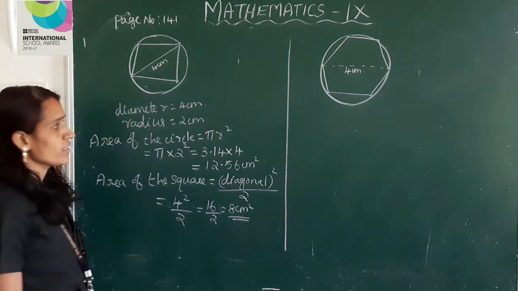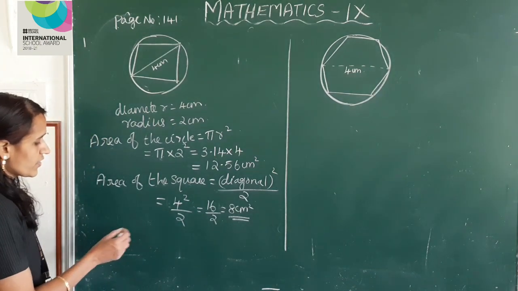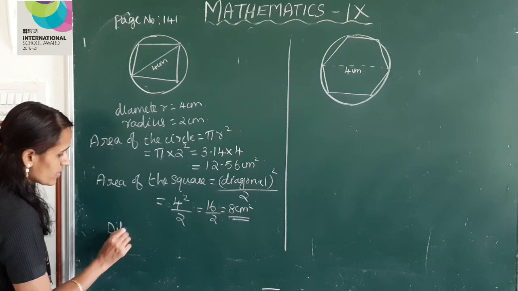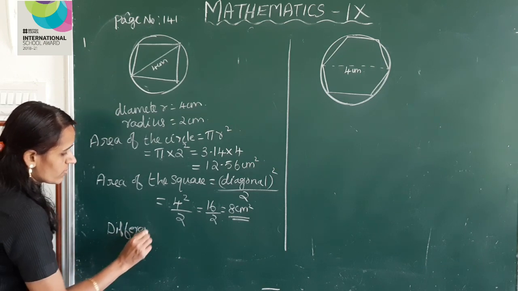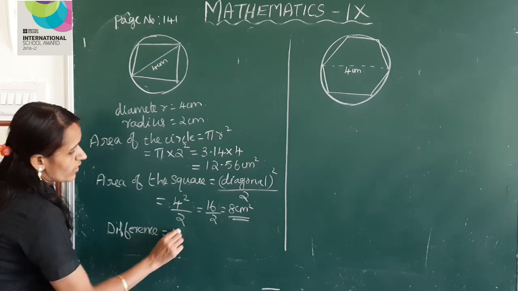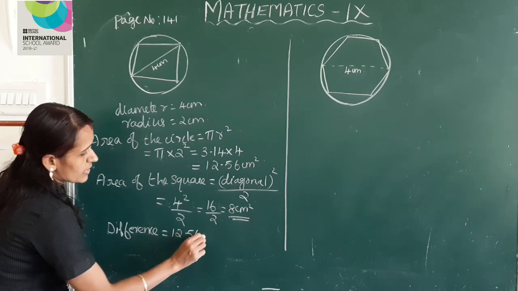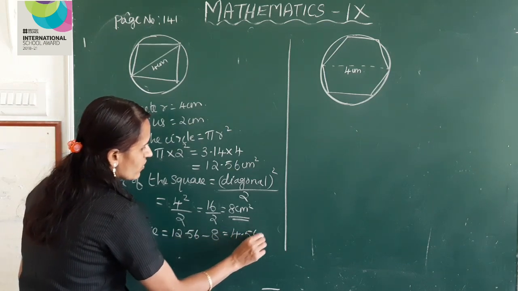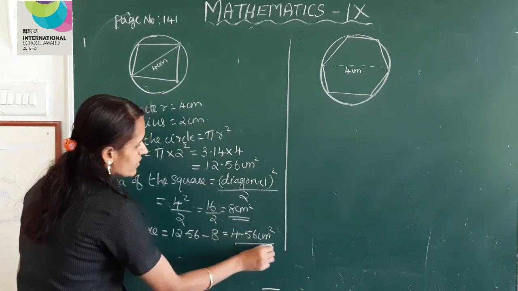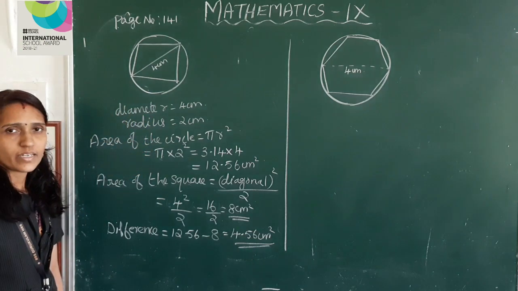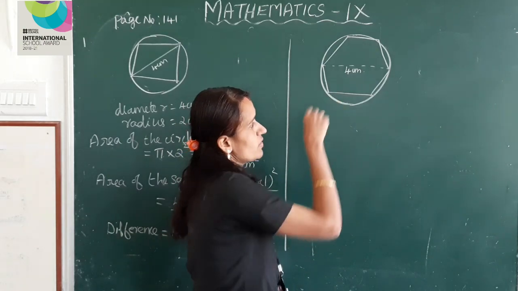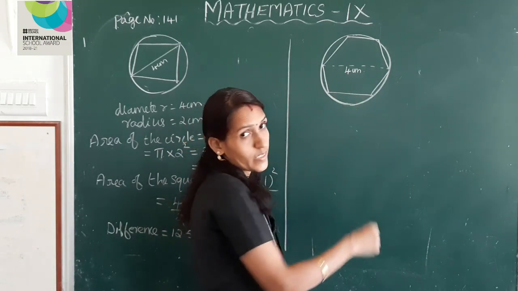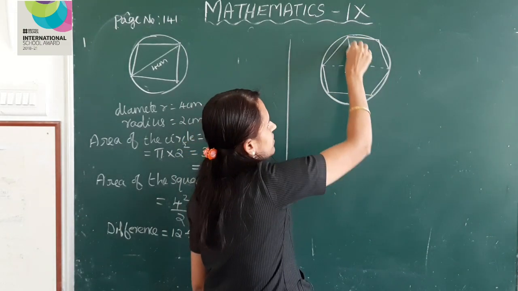Next, find its difference. Difference is equal to 12.56 minus 8. This is equal to 4.56 centimeter square. Clear? Second figure is a regular hexagon. Draw diagonals.